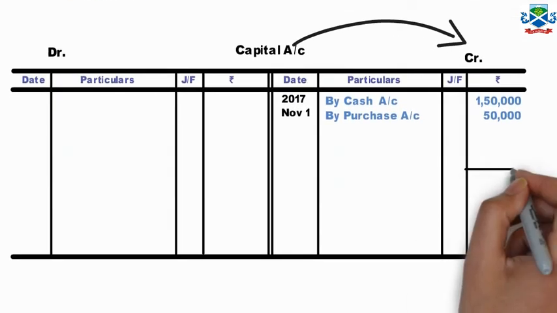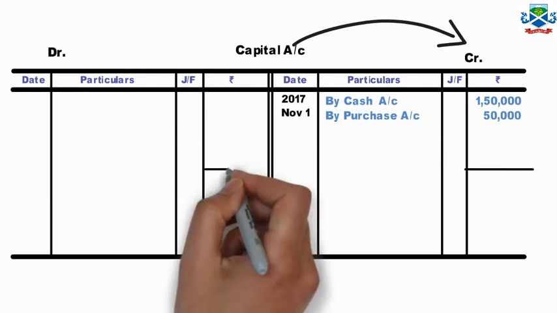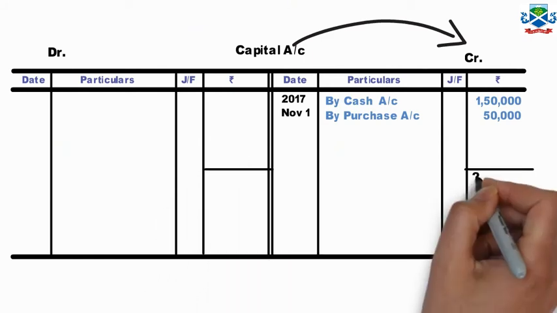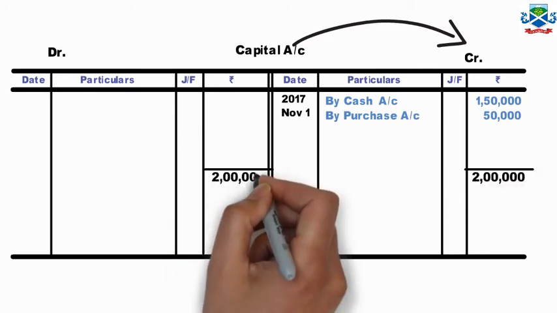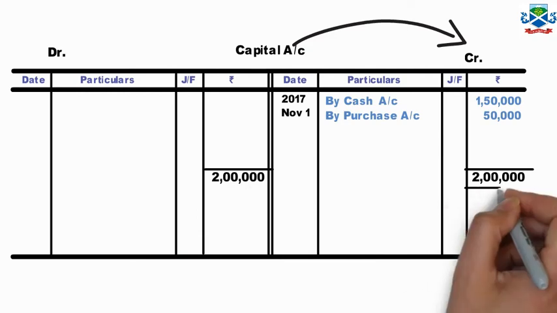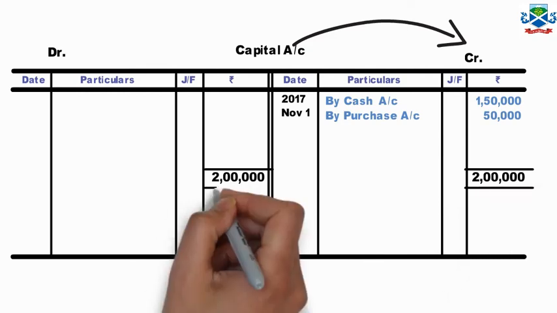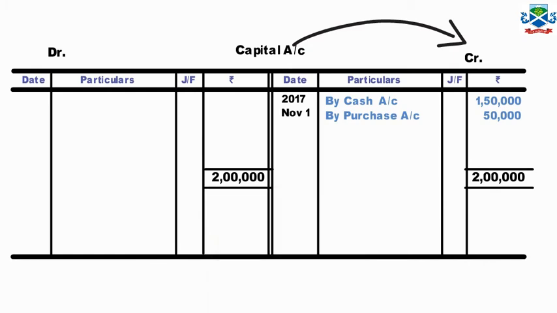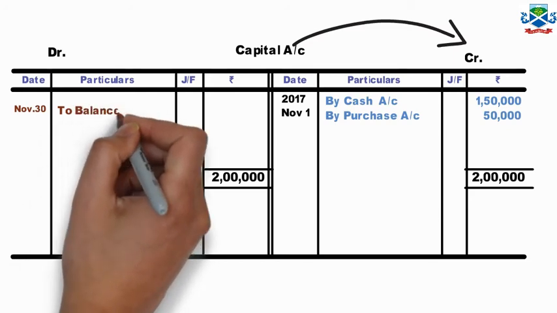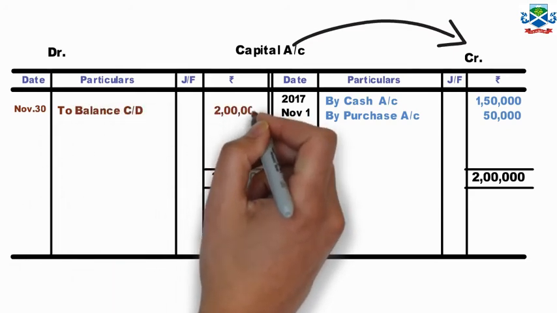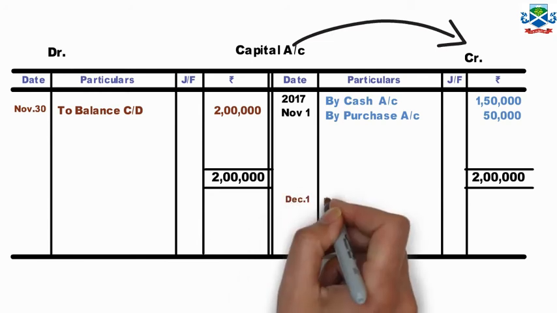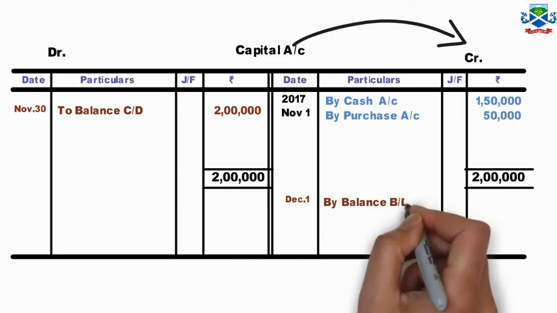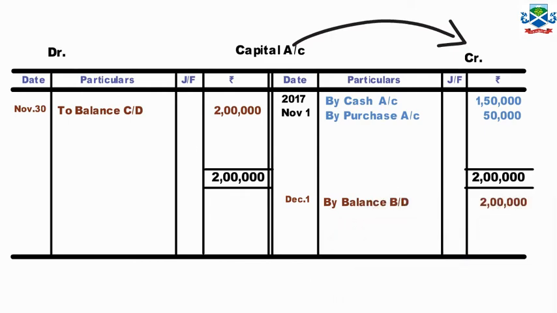Same way in the capital account, look, the credit side is greater, so we'll first add up the credit side, and the credit side total is 2 lakhs. We take this figure to the debit side, 2 lakhs, and in the debit side we do not have anything, that's why we'll take 2 lakhs as balance CD. So on November 30, the last day of the transaction, we'll write to balance, because it is a shortage in the debit side. So debit means to, credit means by. So debit to balance BD is 2 lakhs, and on the opposite side, the credit side, by balance BD, that is brought down balance, is 2 lakhs.